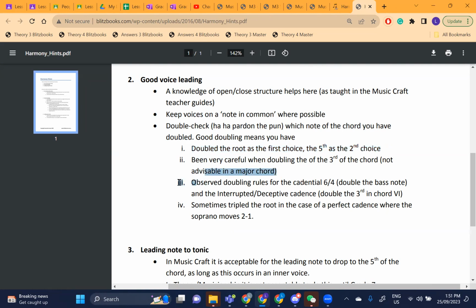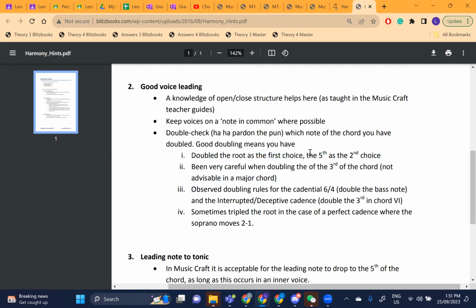observe doubling rules, potential 6-4. In which case, double the fifth is your second choice. So that means if doubling the root creates consecutive octaves or fifths, double the fifth. If doubling the fifth still creates consecutive fifths or octaves, change the chord entirely. It means the chord does not fit here and it's not a good fit. Even though the chord might sound nice, if it creates consecutive octaves or fifths, it's a no-no.